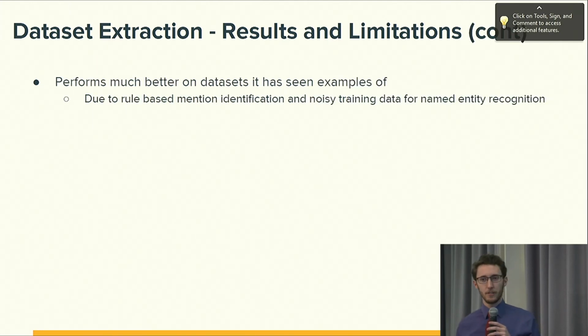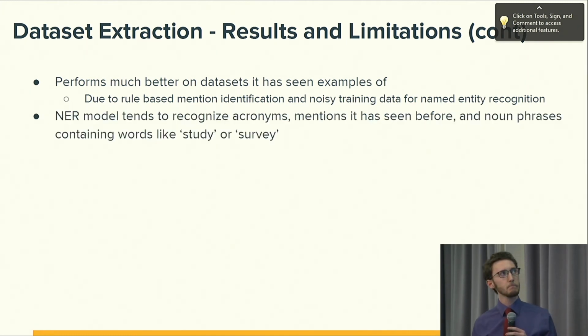So, some limitations of this system and approach. As we've seen, it performs much better on datasets that it has seen examples of, which is not particularly surprising, both due to the string search mention identification and the noisy training data for NER preventing it from generalizing well. So it tends to recognize things based on syntactic clues: acronyms, mentions it has seen before, and noun phrases that contain words like study or survey or other strongly indicative of a dataset words.